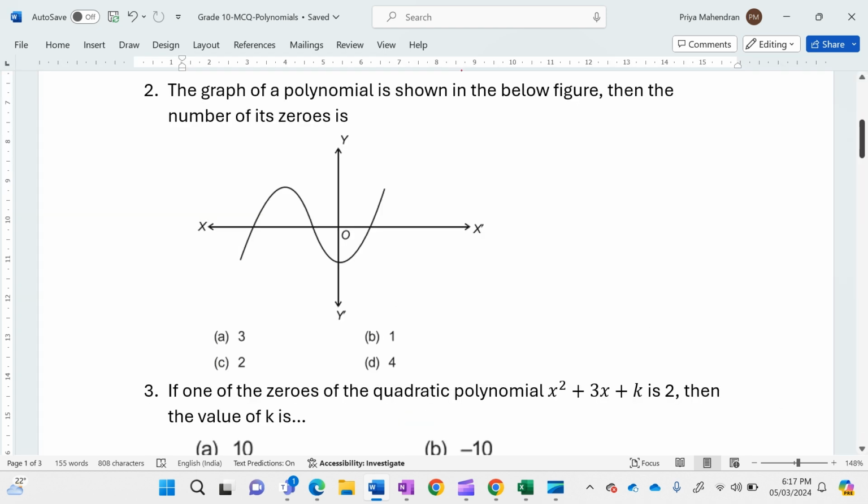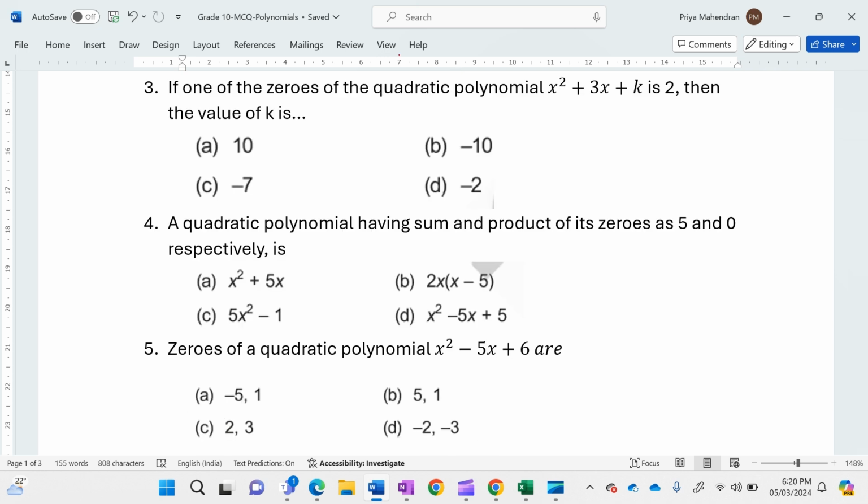Question number 2, the graph of a polynomial is shown in the below figure, then the number of zeros is. So the given polynomial graph cuts the x-axis at three distinct points, isn't it? Hence the number of zeros will be option A, 3.